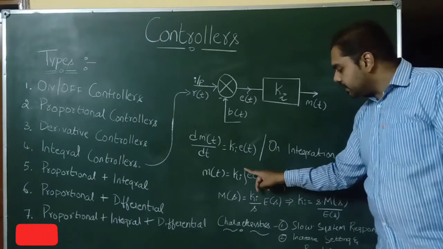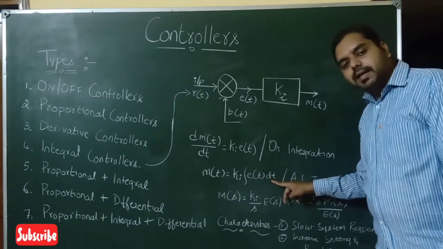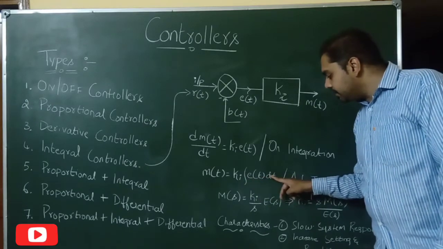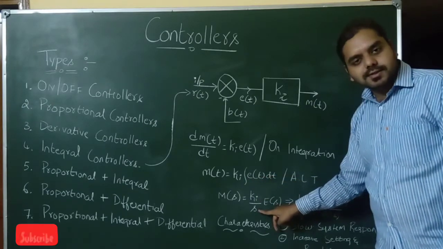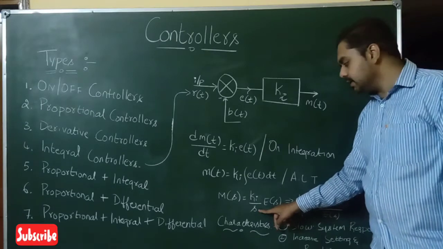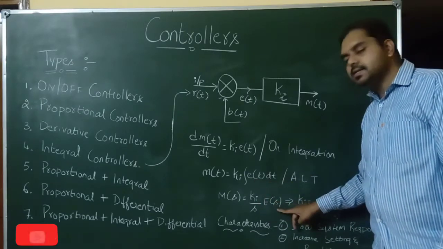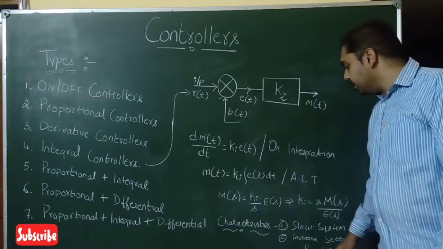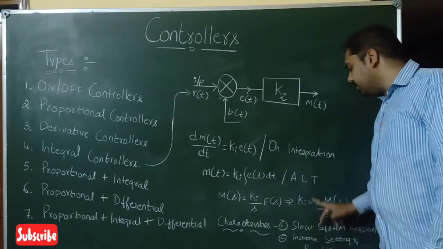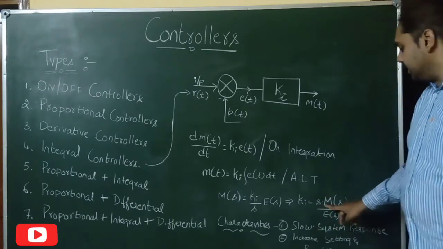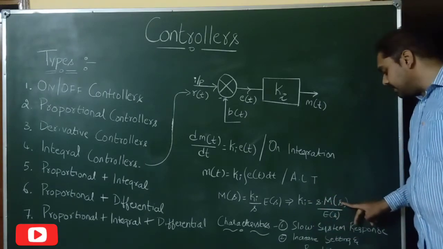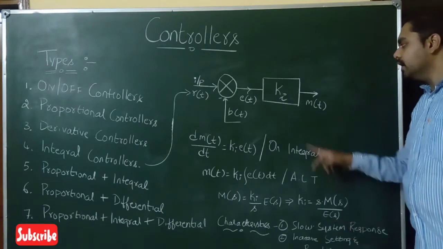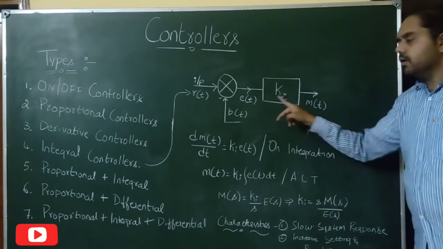Now how to remember this? Whenever you apply the Laplace transform, that integral with dt will be written as 1 by s, or the reciprocal of s, and e of t will be written as capital E of s. We are simply changing from time to frequency here. Now rearranging this, our gain constant ki can be written as s multiplied by m of s divided by E of s. This is the final equation that represents the relationship between the output and the input of the integral controller here.